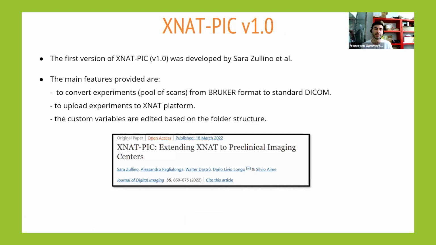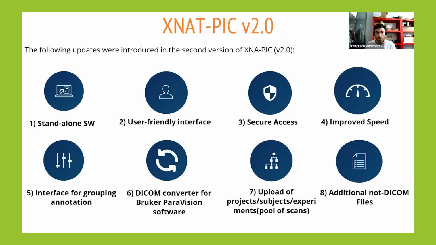So the first version of XNAT-PIC was developed by Sarah Zullino and colleagues. The main features that it provides are a converter for experiments, and you can also upload your experiment to the XNAT platform, and the custom variables are edited based on the folder structure. But now we have developed a new version of XNAT-PIC, version number 2, that has new updates.